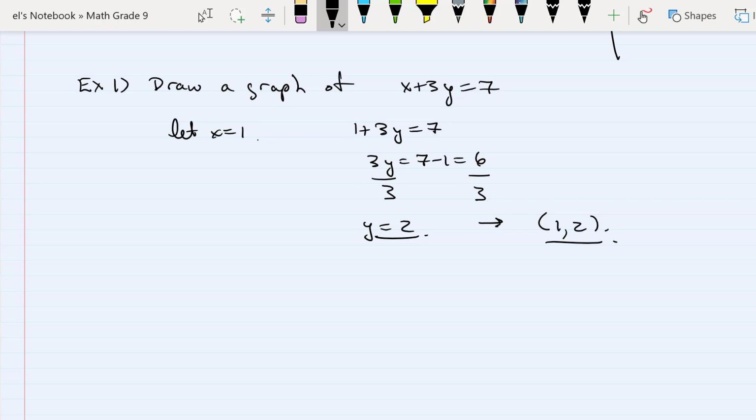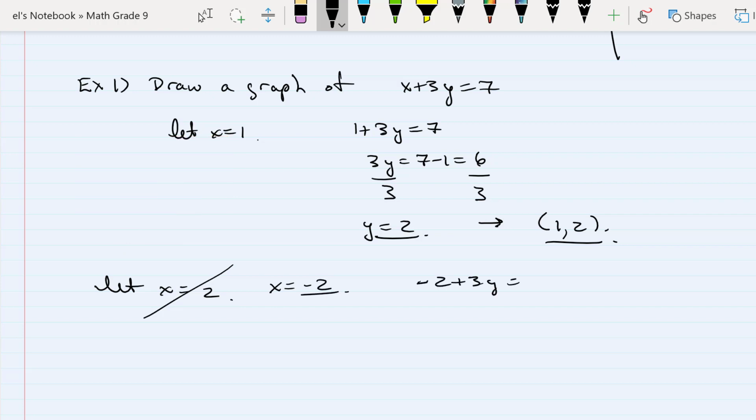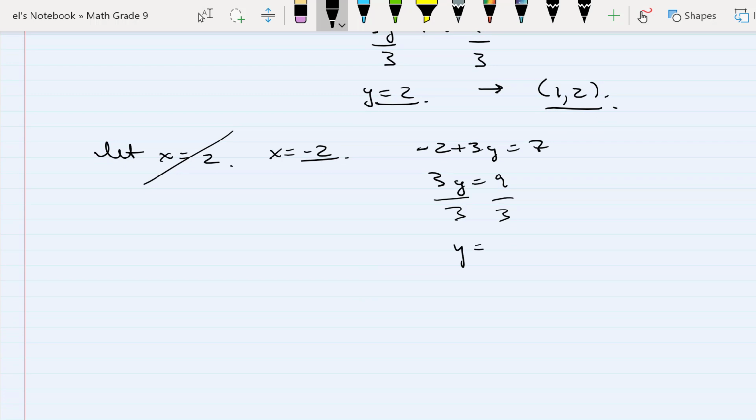Let us look at another case now. Let x equal -2. If x is -2, we have -2 plus 3y equals 7. Adding 2 to both sides, we have 3y equals 9. Dividing by 3, we have y equals 3. Therefore, when x is -2, y is 3. So far, we have 2 points. Let A be one point, 1, 2, and B be another point, -2, 3.